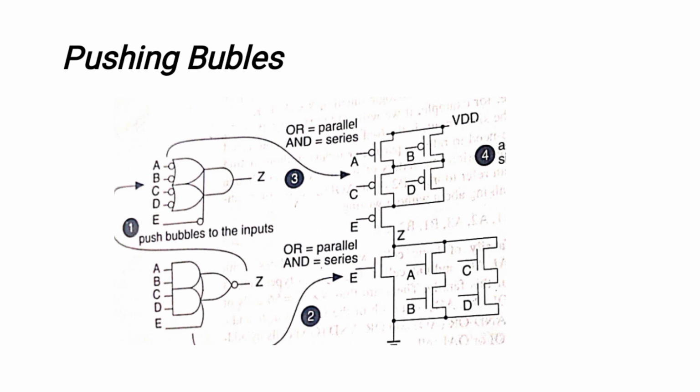Okay, so here the output Z bubble is pushed into the input, and for OR and AND, which is parallel and which is series, we know that from static CMOS design. Okay, and that is connected through the ABCD schematic design, and it should have both PMOS and NMOS transistors. Okay, and bubble pushing happens from the inverter output to the input.